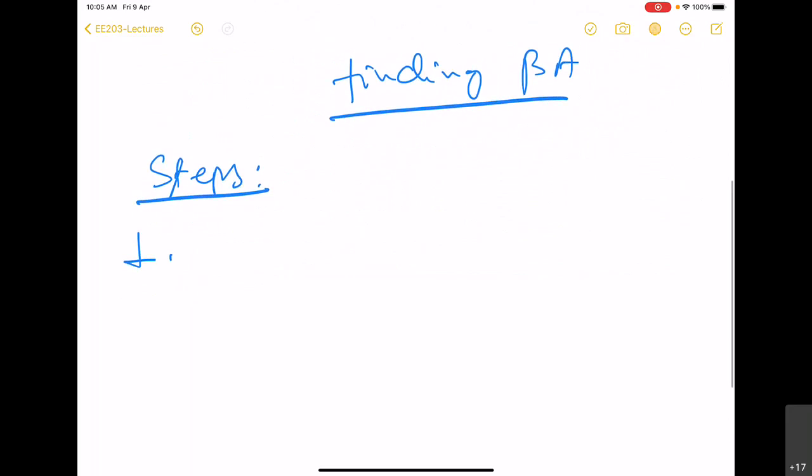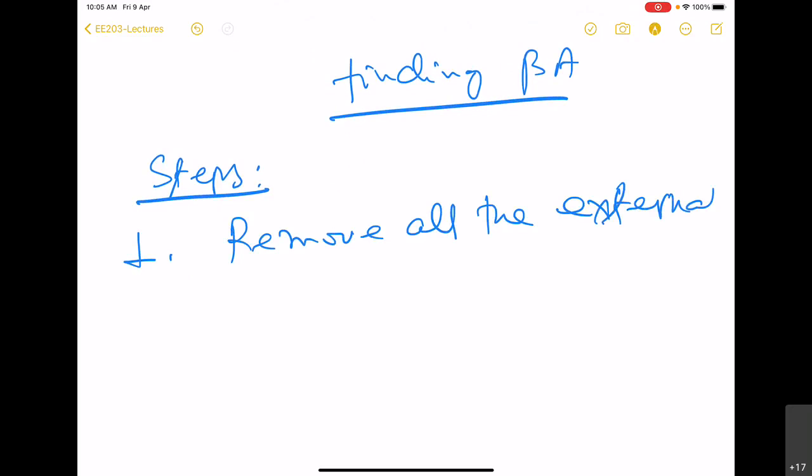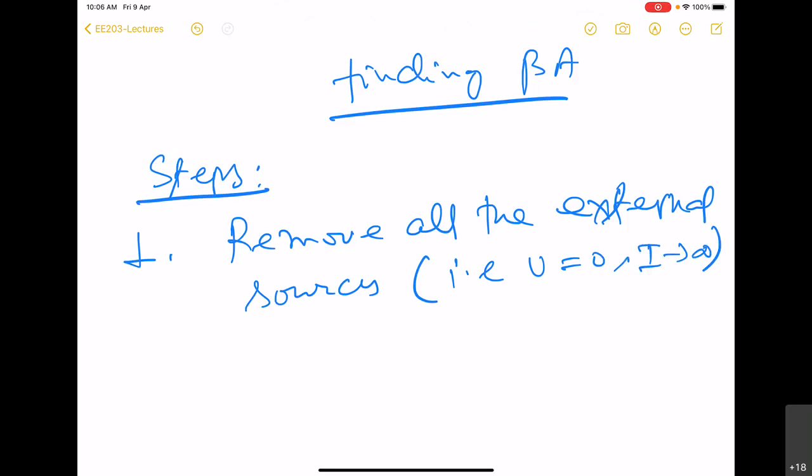So in the first step, we set all the external inputs to the circuit to 0. That means we remove all the external sources. That means all voltage sources to 0 and all current sources to infinity. That means we keep the port containing current sources open and voltage sources short circuited.